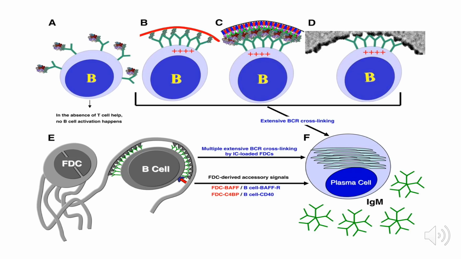So T-independent antigens will activate the B cell even without the help of the T cell by cross-linking the surface immunoglobulins. They can do this because they have repeating epitopes or subunits because they are polysaccharides by nature. So as you can see, the activated B cell will become a plasma cell and the plasma cell will only produce IgM.